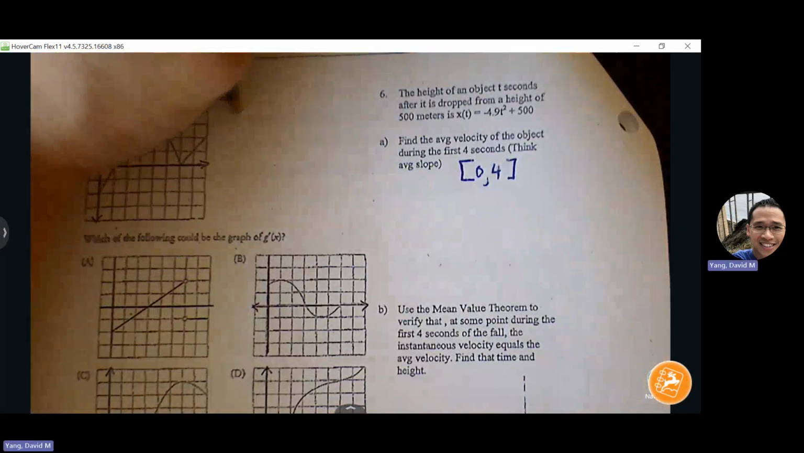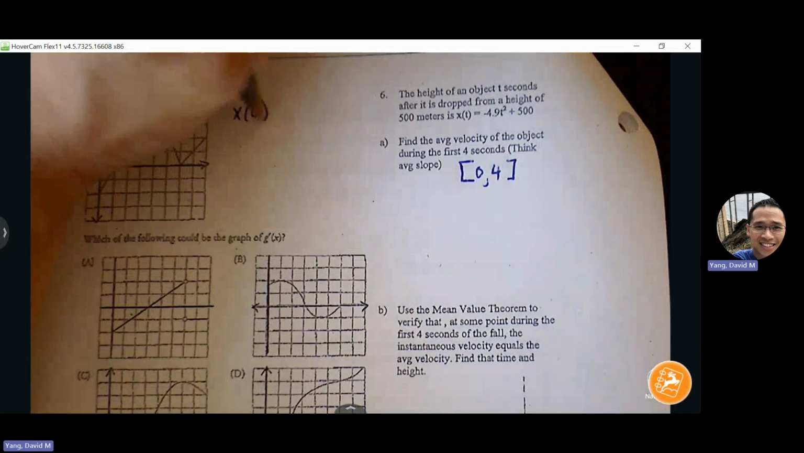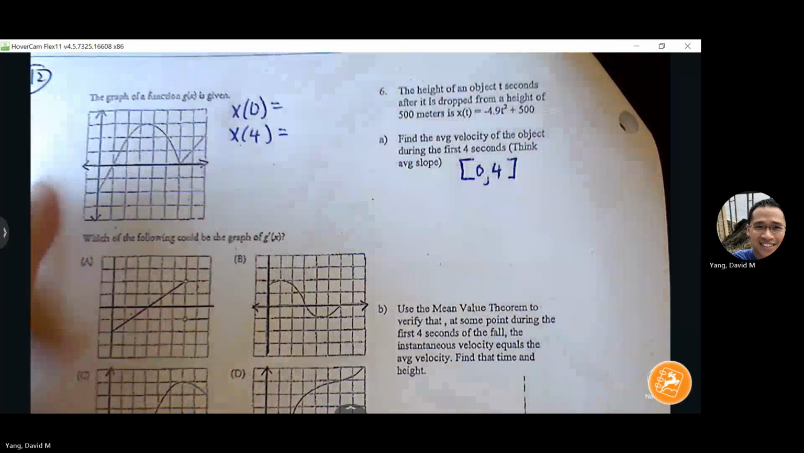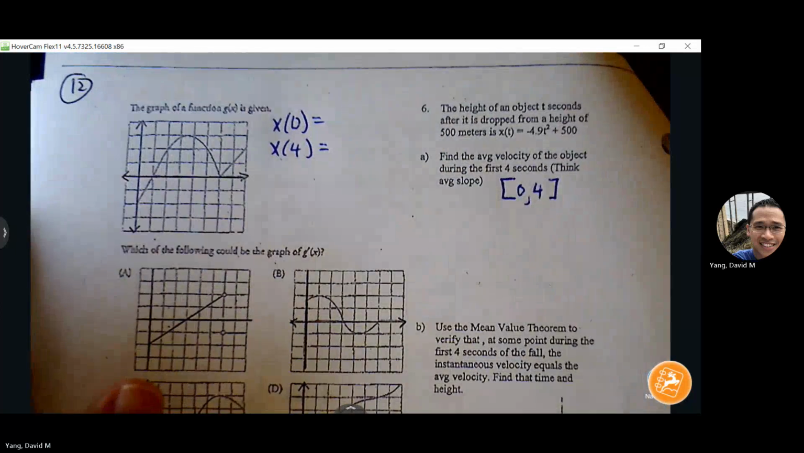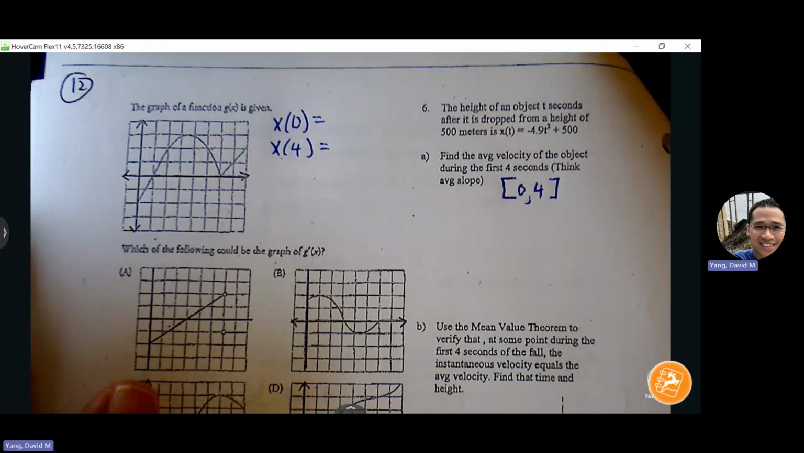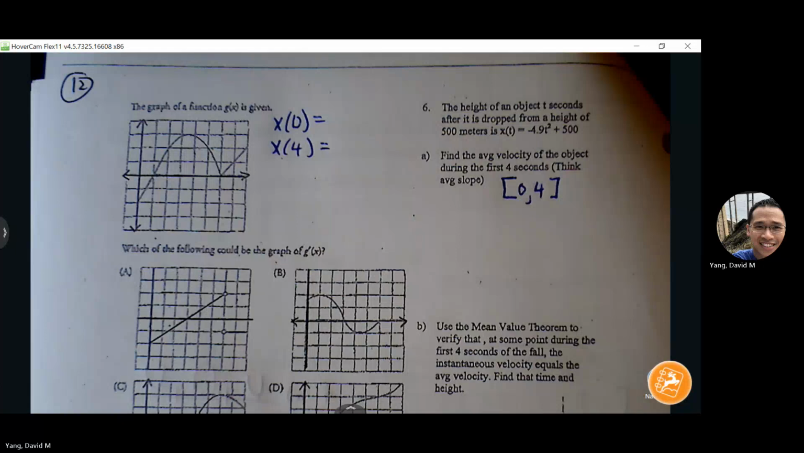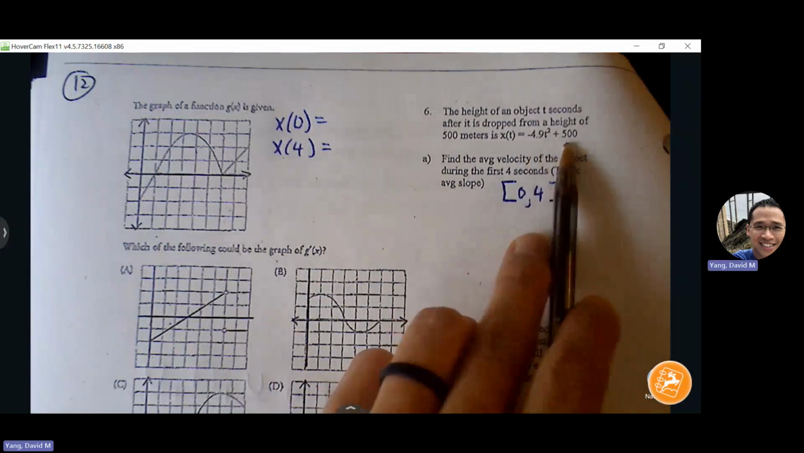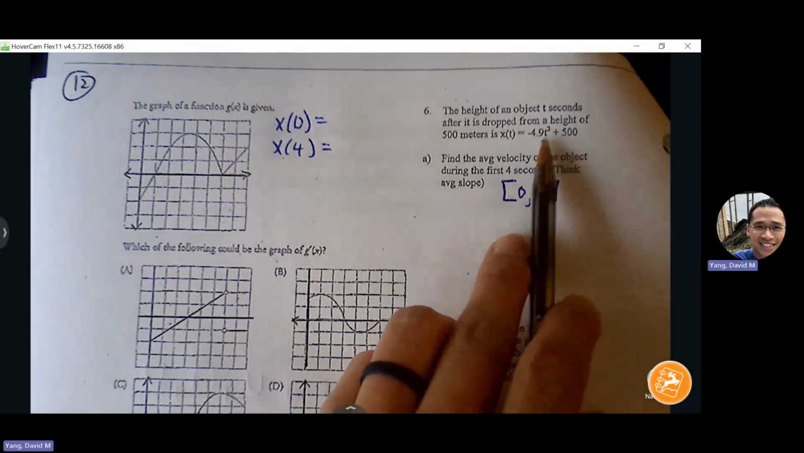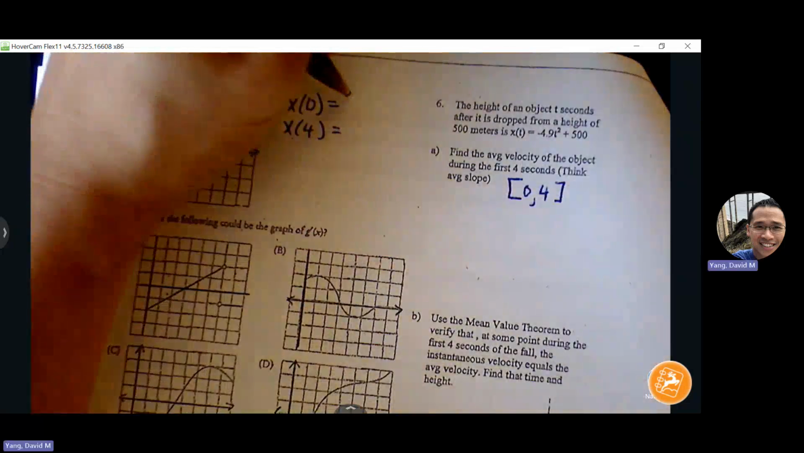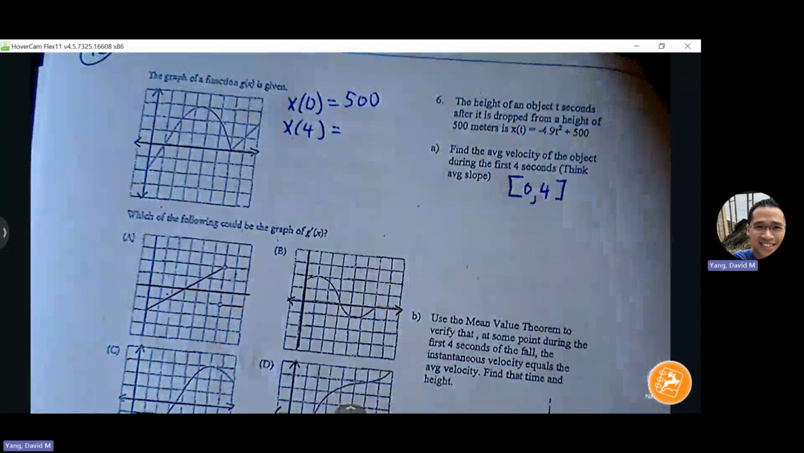So we'll do x of 4 and x of 0. Change in position over change in time, just like how we would do finding slope between endpoints. Okay, so 0 in for t. What's our y value there? 500. Okay, use your calculator, plug 4 in.